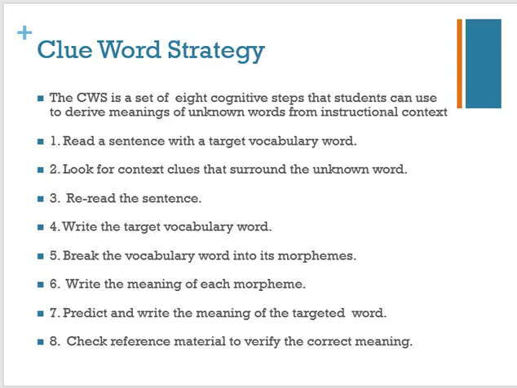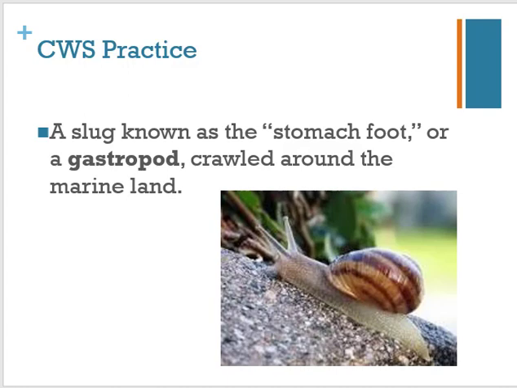So again, you've got a sentence with the word in a contextually rich position for the student to read. You've got a passage with the word in it, and then for the writing and breaking the words into morphemes, there's like graphic organizers. So let's look at an example here. A slug known as the stomach foot or gastropod crawled around the marine land. So gastropod is bold font. That's the target word here.